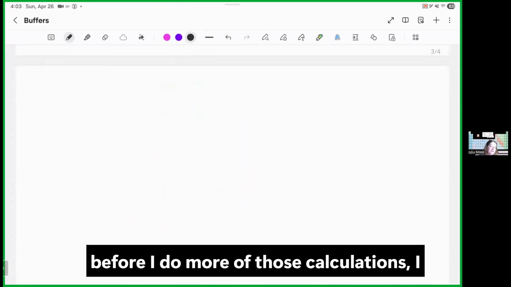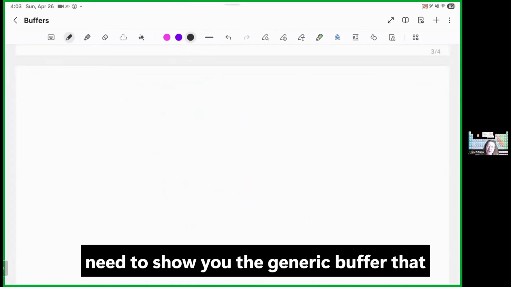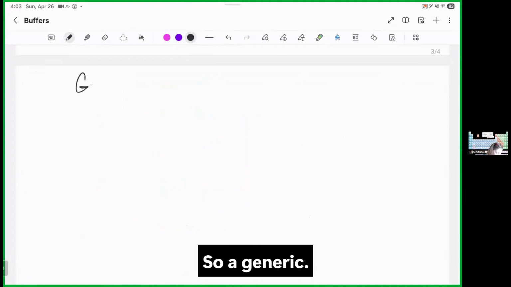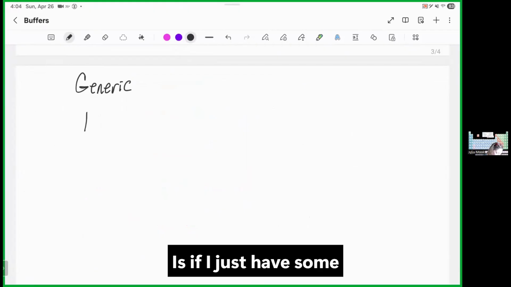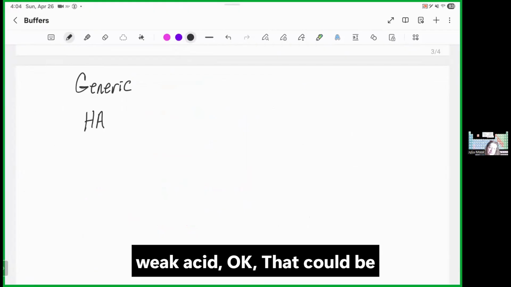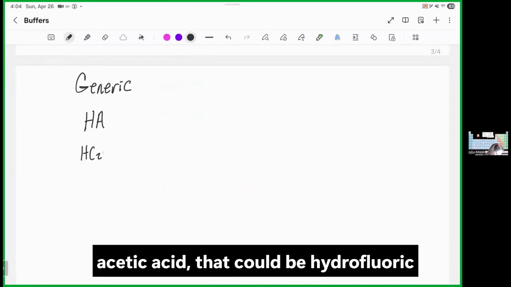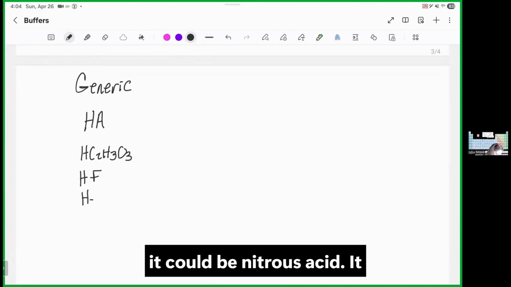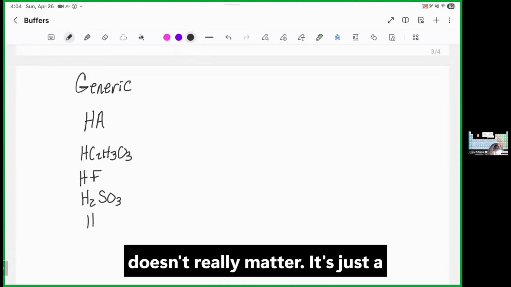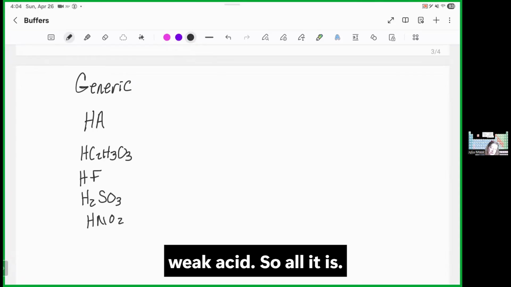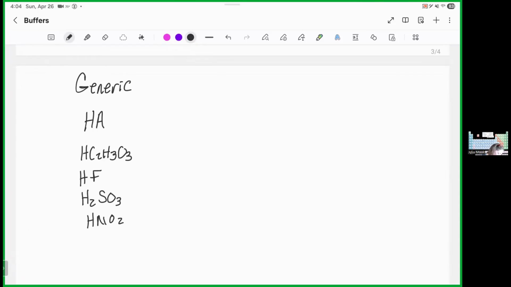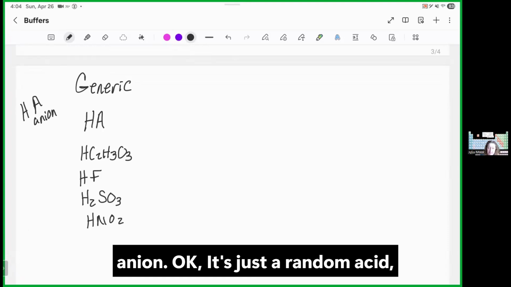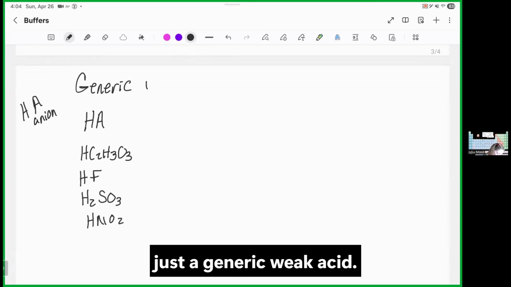Okay, before I do more of those calculations, I need to show you the generic buffer, or the generic system. So a generic system is if I just have some weak acid. That could be acetic acid, hydrofluoric acid, sulfurous acid, nitrous acid. It doesn't really matter, it's just a weak acid. So all it is is your H, and that is your anion. Just a generic weak acid.